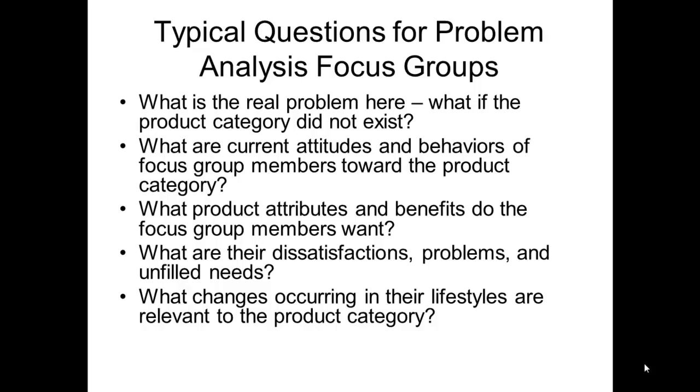Typical questions for problem analysis focus groups. What's the real problem here? What are the current attitudes of the group members? Are they going to be unbiased? What product attributes and benefits do the focus group members want? And what are their dissatisfactions or problems or unfilled needs? That's important to know. And what changes occurring in their lifestyles are relevant to the product category? Good questions to ask.